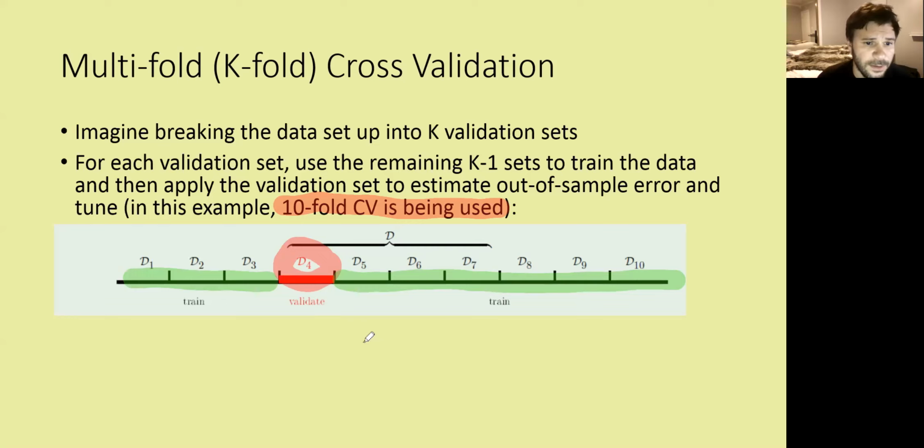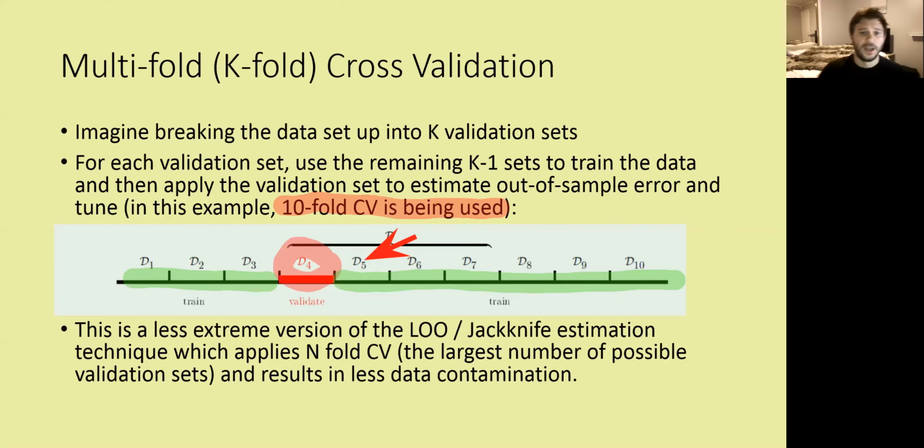Then we'll do the same thing by cycling through which data set is our validation set. Maybe next we choose, let's say, D5 as the validation set, and then every other data set that's not D5 is used to train. Then we use D5 to calculate a validation error, and so on and so forth, such that by the end of the process, we'll have 10 different validation errors. We can look at the average across those 10, much like we did with the jackknife estimator. So just to be clear, this is a less extreme version of that leave-one-out estimator, and the leave-one-out estimator is essentially, in this context, what we would call n-fold cross-validation.